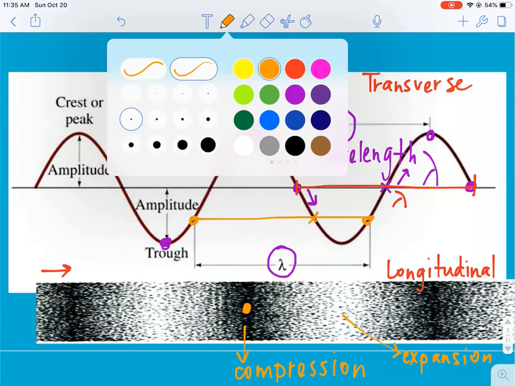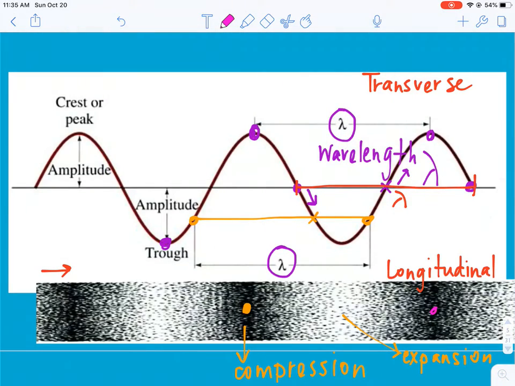So if we're drawing a wavelength, we could say from compression to compression, that would be a wavelength. From expansion to expansion, that would be a wavelength. From midpoint compression to expansion to midpoint compression to expansion could be a wavelength. Wavelengths are always in that long direction.